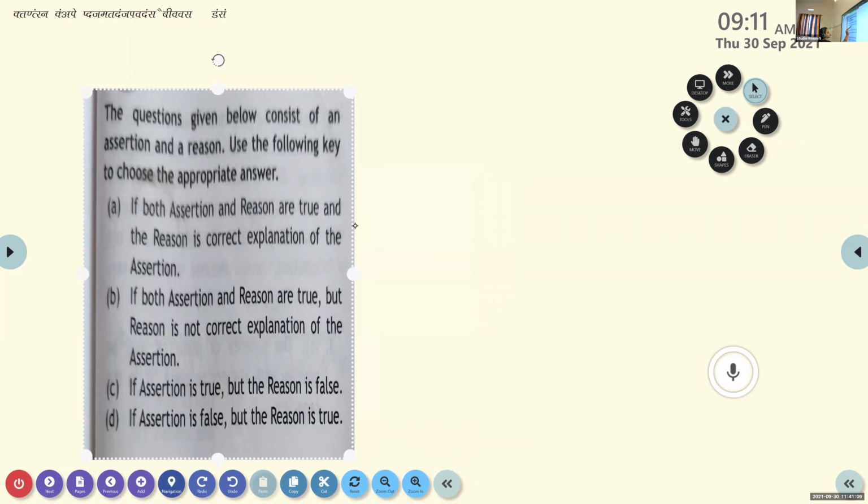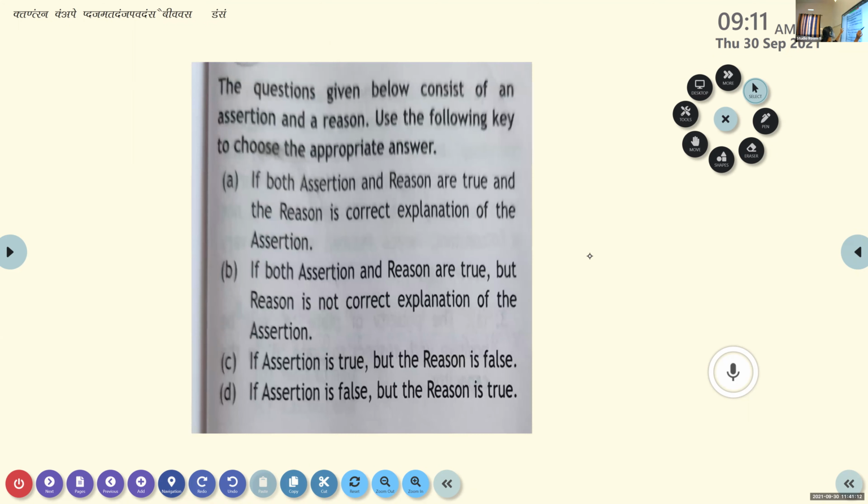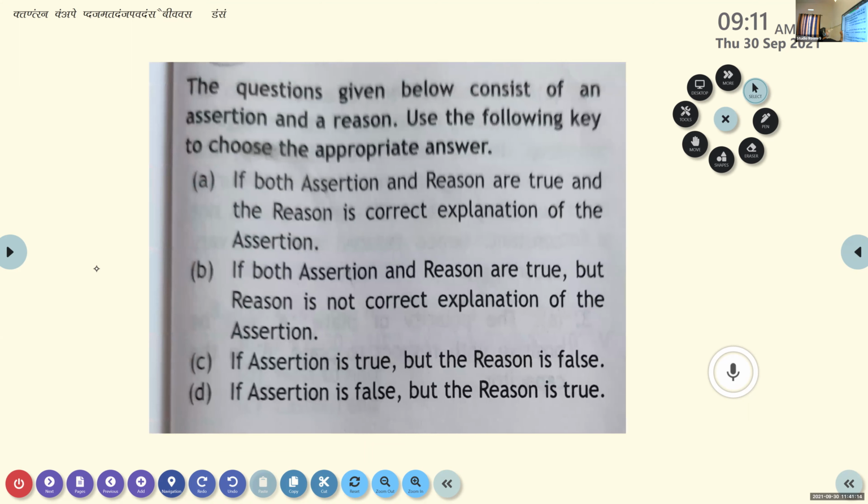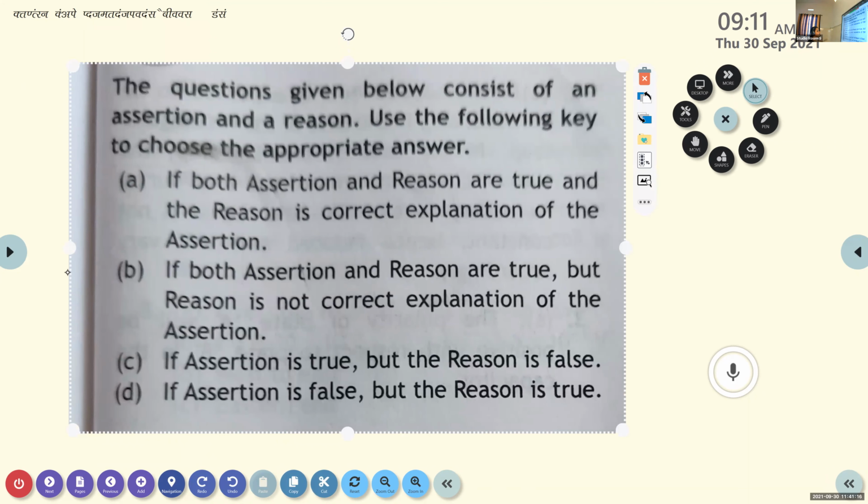So these are the directions in order to solve this assertion and reasoning. Option A, if both assertion and reason are true and the reason is the correct explanation for the assertion. Option B, both assertion and reason are true, but reason is not the correct explanation for the assertion. Option C, assertion is true, but the reason is false. And option D, assertion is false, but the reason is true. Okay.